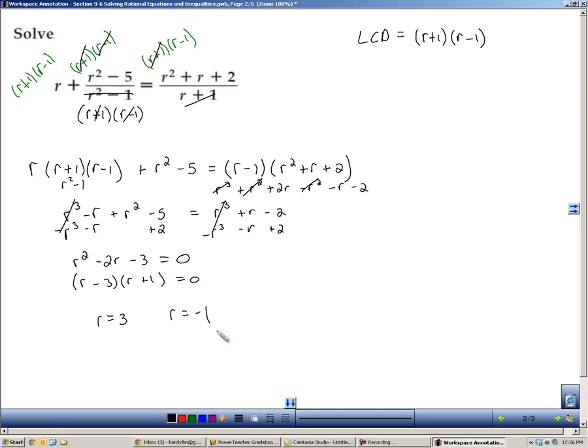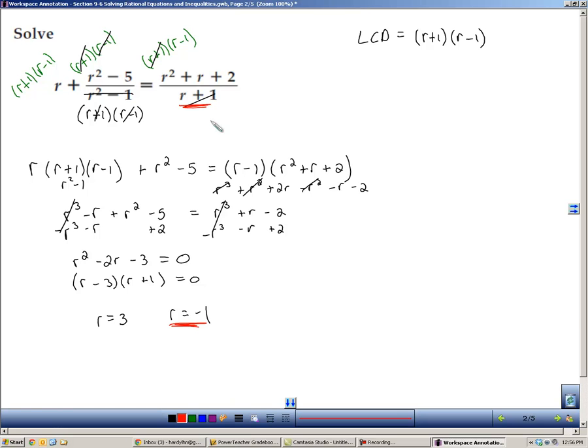Now one thing that I did not do on the last slide, because I knew I was going to do it on this slide, is to check these answers. You should always take these answers and look at the original problem and make sure that they don't create a 0 in the denominator. Well, if you look at r equals negative 1 and you go up here to this denominator, if I put a negative 1 in for r and I add it to 1, I get a 0.